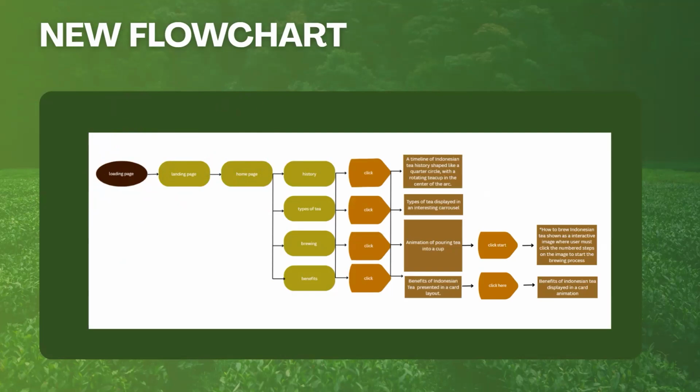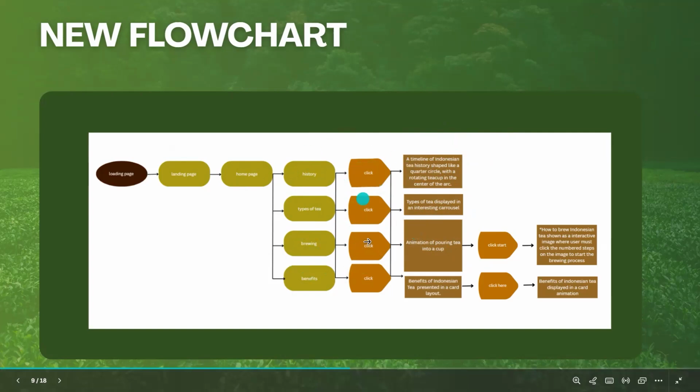On the home page, there will be four different pages. The first one is history, then types of tea, brewing, and benefits. For history, when we click it, a timeline of Indonesian tea history shaped like a quarter circle with a rotating teacup will appear. Next is the types of tea. When we click, the types of tea will be displayed in an interesting carousel.